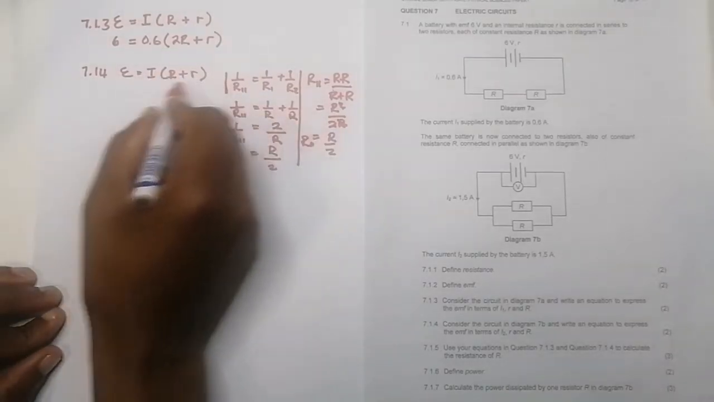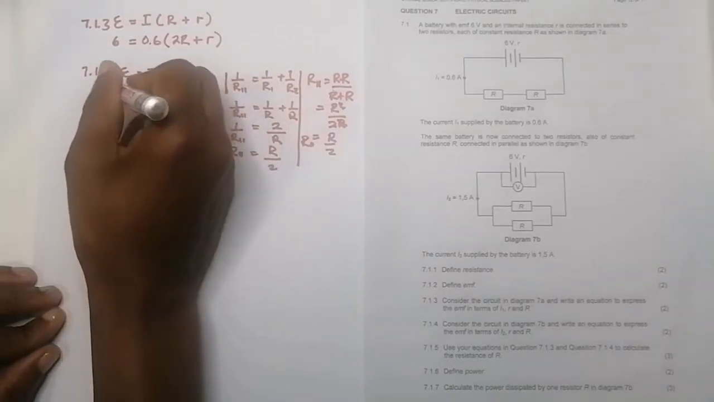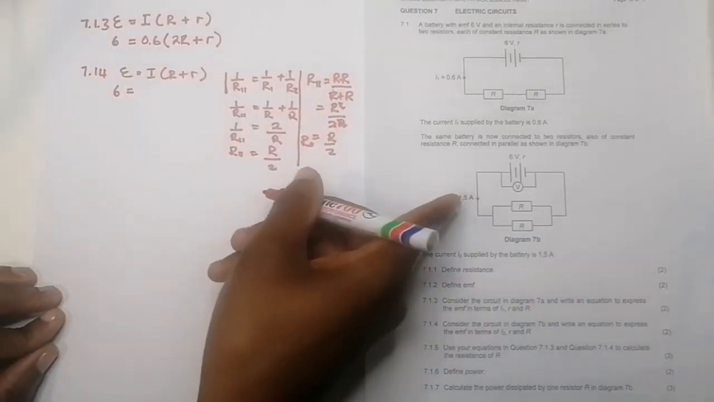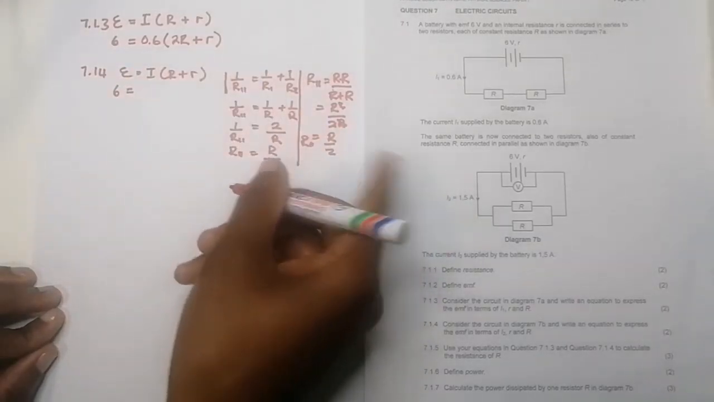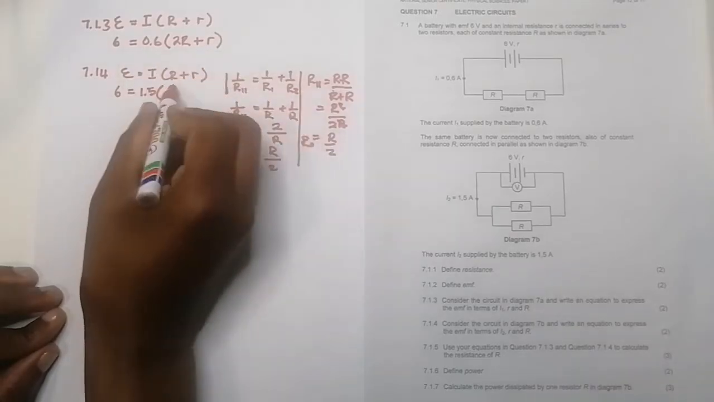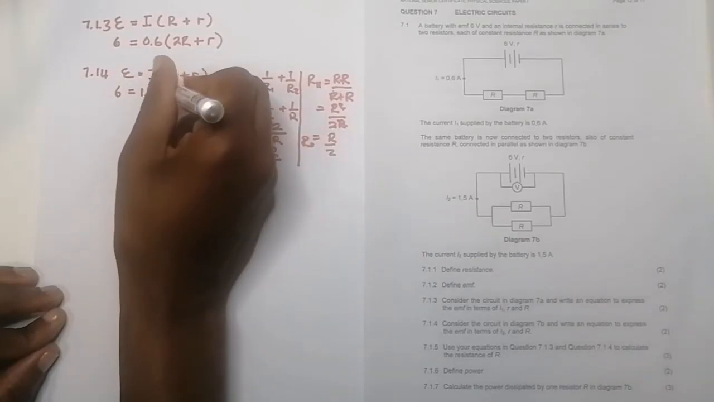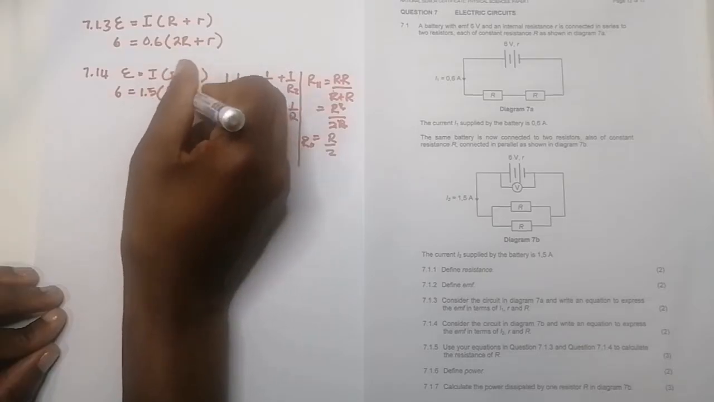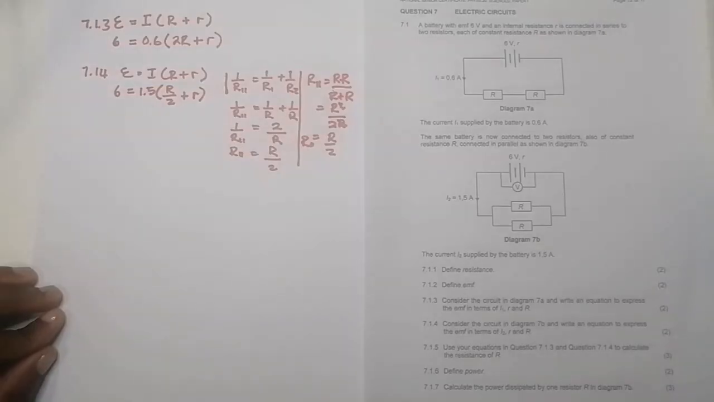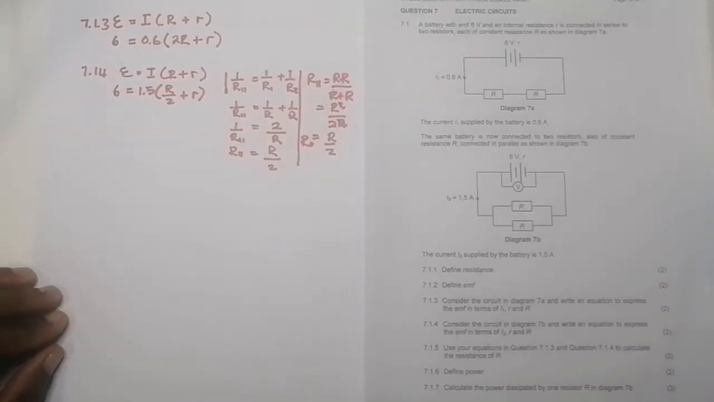Right, so in this case, we've got our EMF. Remember, the EMF stays the same, okay? But what changed? The current changed. We've got the total current, and this time it's 1.5 amperes. What's our total resistance in this case? That's going to be R over 2, okay? And our internal resistance, by the way, remember, it also remains the same, okay?